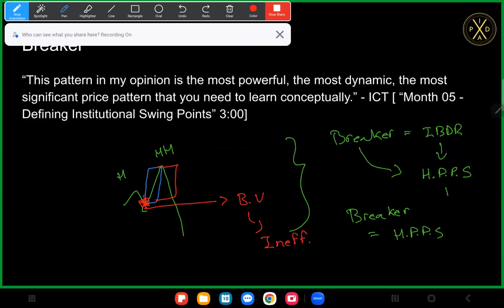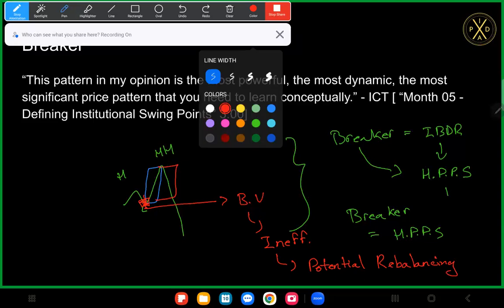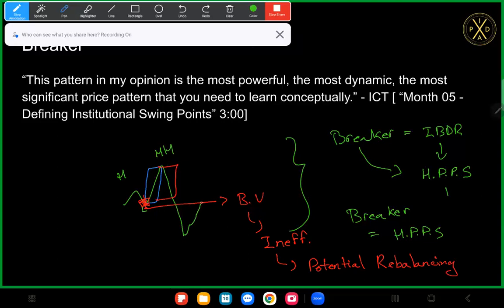And then the algorithm wants to be efficiently traded. So that becomes a high probable area for price to rebalance. So that's a potential rebalancing area, right? So price should want to come back up into that area.